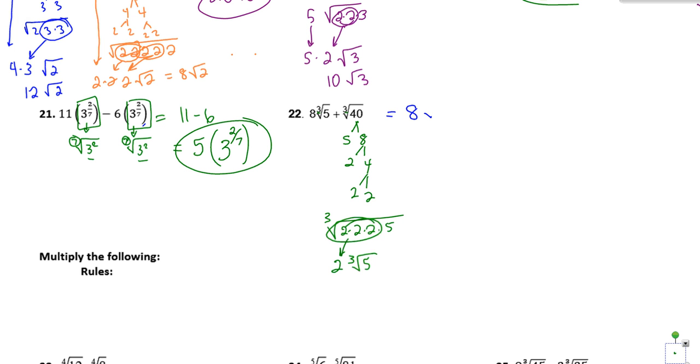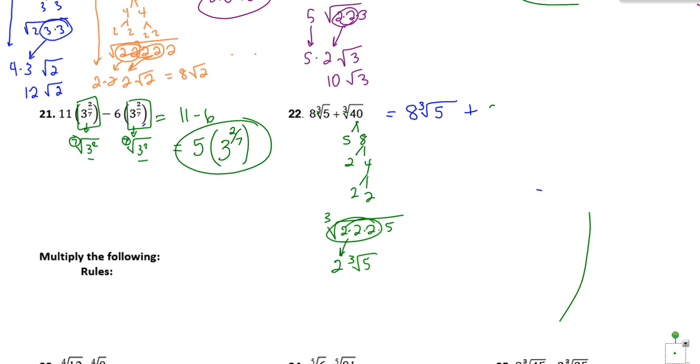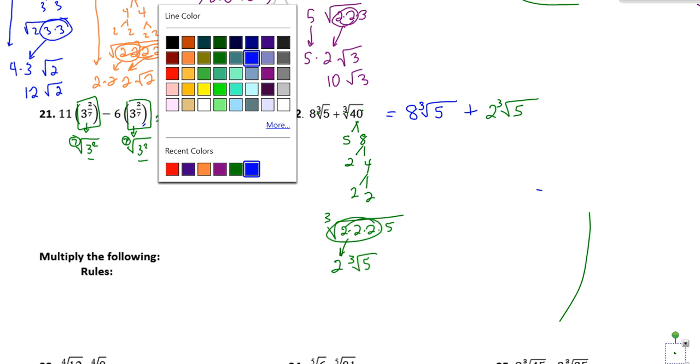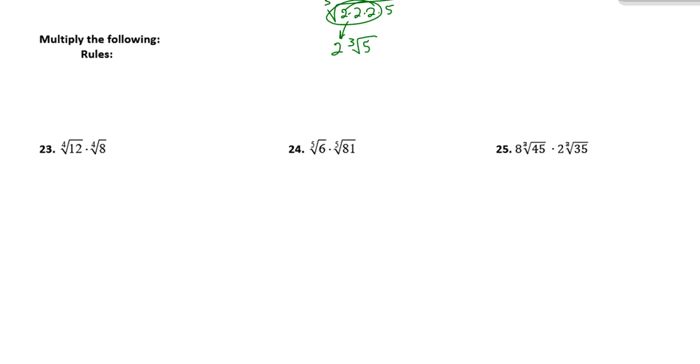We had 8 cubed root of 5. Whoops, that's not a 3. Cubed root of 5 plus, and we broke that guy down, found out he was the same thing as 2 cubed root of 5, which means yes, now we can combine those guys together. There's 8 plus 2 of them, so 10 cube roots of 5. That number inside never changes, neither does the number on the shelf.